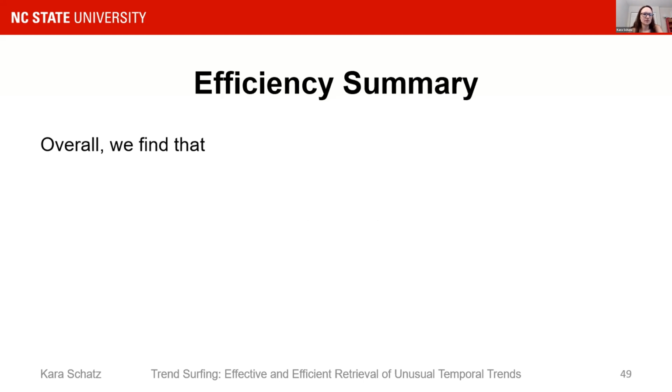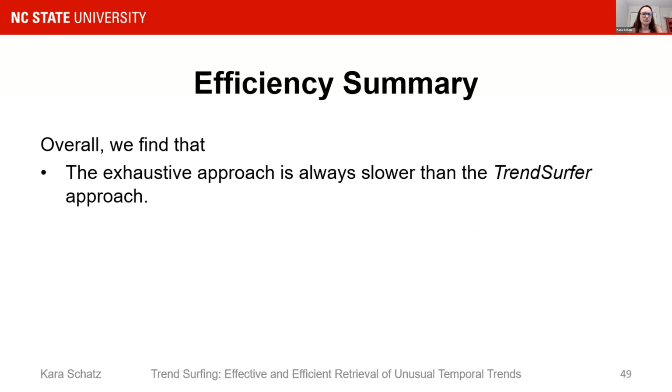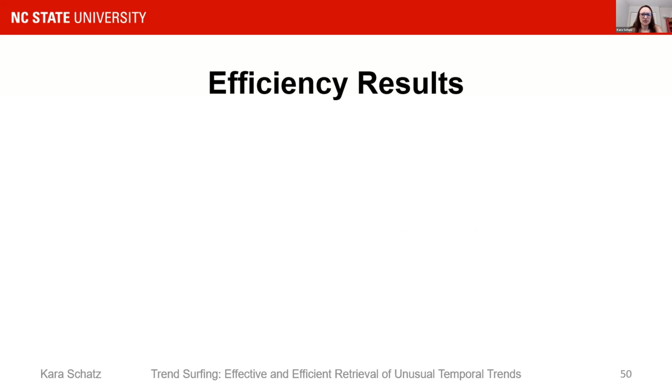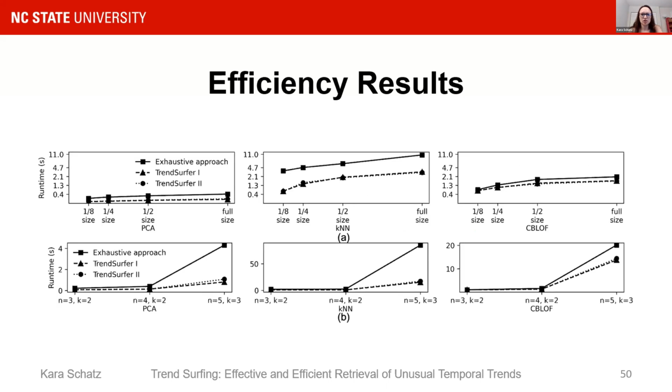To preview the results for efficiency, we overall found that the exhaustive approach is always slower than the proposed trend surfing approaches, and the runtimes for trend surfer 1 and 2 are roughly on par with each other. So let's take a look at those results. Here we show the runtime for the exhaustive baseline solution, as well as for both trend surfer approaches. Please note here that the trend surfer 1 and 2 approaches perform so similarly that their lines overlap in the graphs.